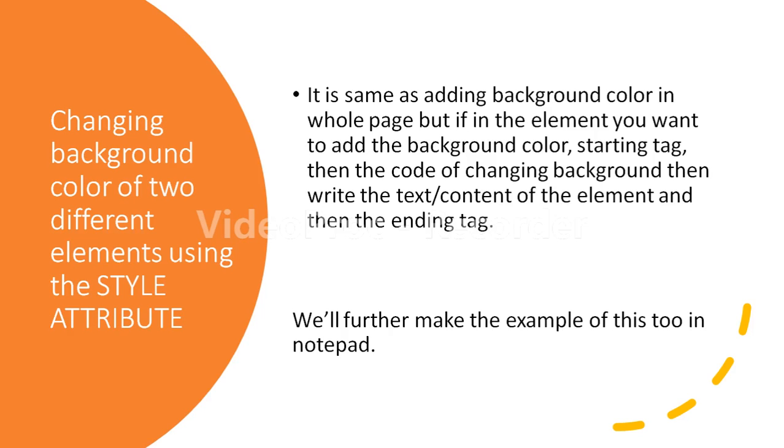So, changing the background color of two different elements using the style attribute. It is the same as adding background color to the whole page, but if you want to add the background color to an element, write the starting tag, then the code for changing background, then the text content, then the end of the element and then the ending tag.